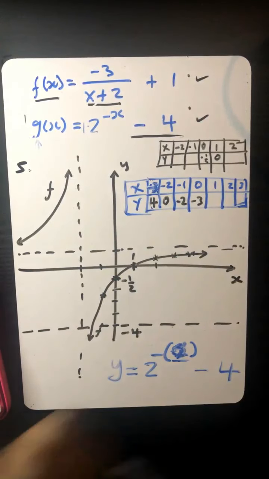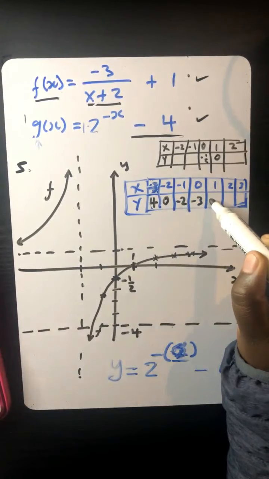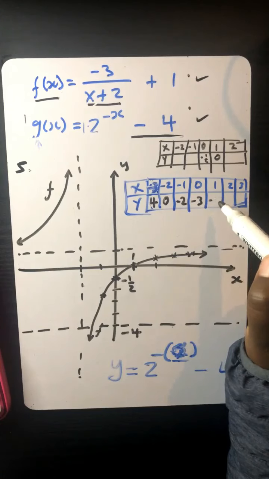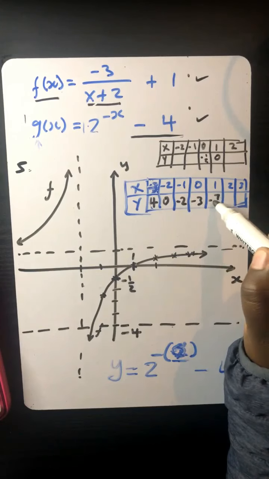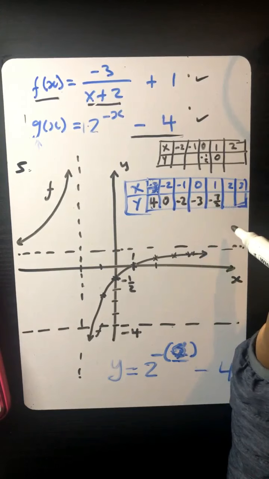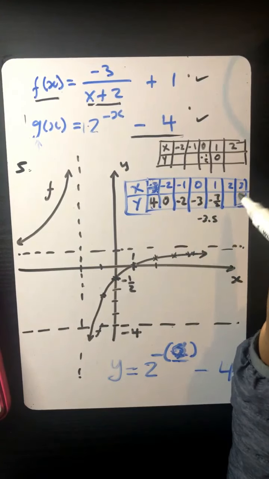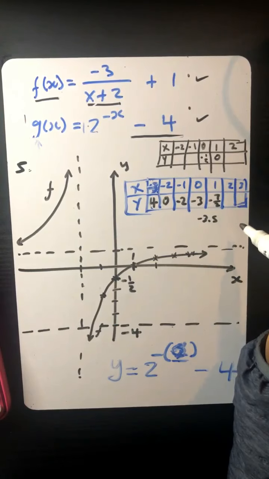Minus 7 over 2. Maybe as a decimal. What is it as a decimal? Minus 3.5. Okay. Then what about when you punch 2?